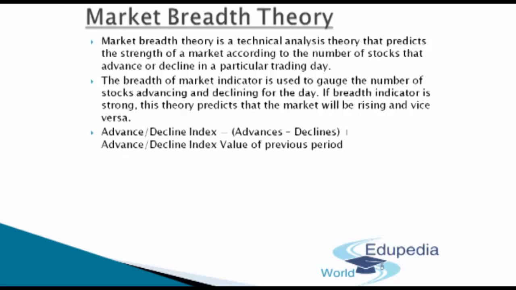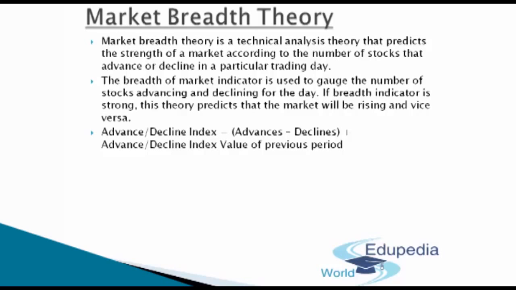Advance or decline index, if I have to compute it, what's the formula for that? It will be advances minus declines plus the advance or decline index value of the previous period. That's how the advance or decline index for the present day can be calculated. Now you will be thinking, sir, what does this advance or decline index basically mean? A market breadth index is an advance or decline index, which depicts the total number of advancing and declining security prices in a stock market.